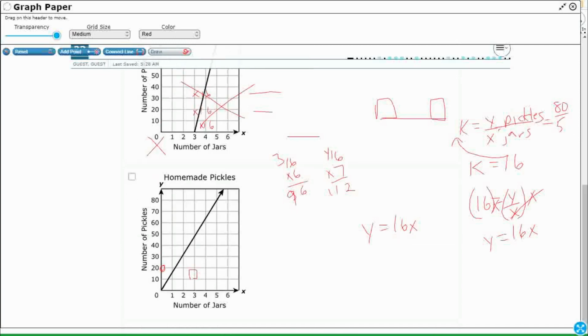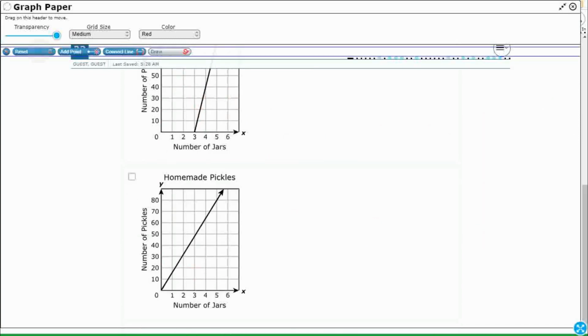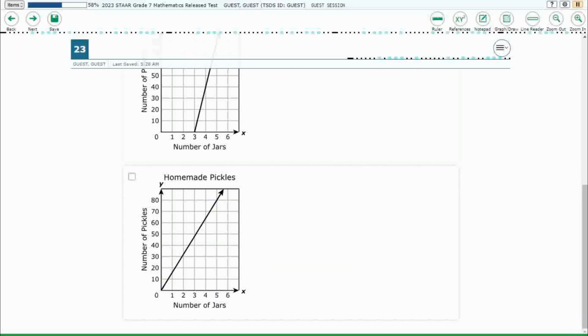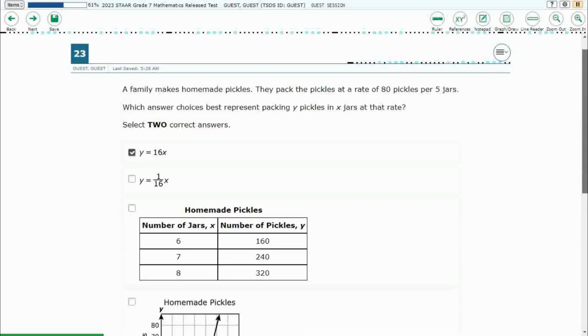So let's see what we have down here at the very bottom. Let's hope that's it. Let's clear that out a little bit. So it does start right there, okay? And let's just look at this 5 and 80, right? So I've got 5 jars. Remember, y equals our 16x, right? So our y is going to be 80, and that equals 16 times 5. Yep, we've already figured that one out. So that is our answer: the fifth option and the first option.